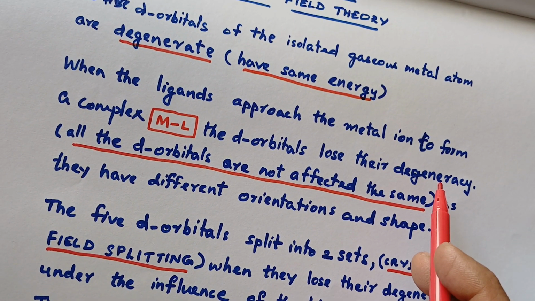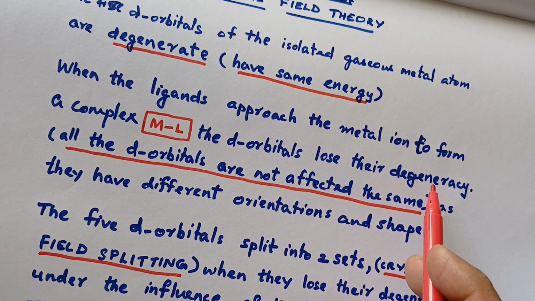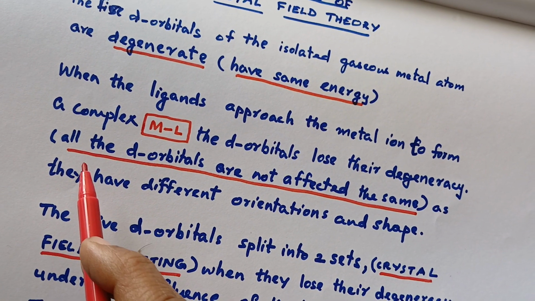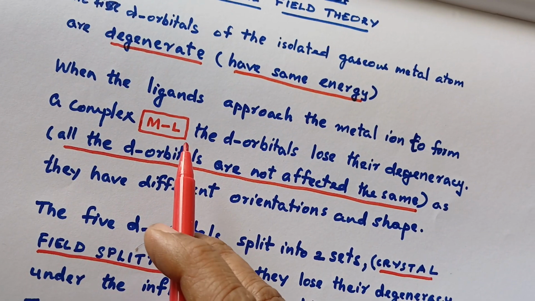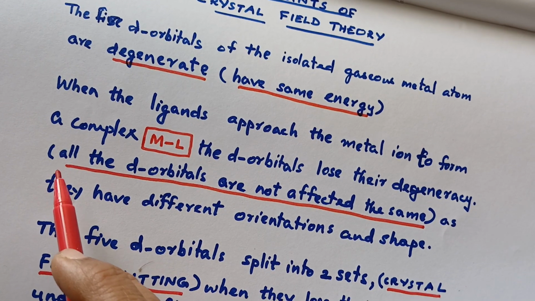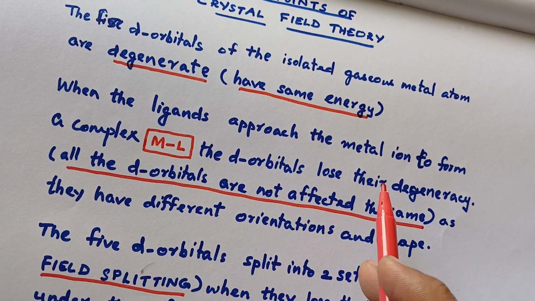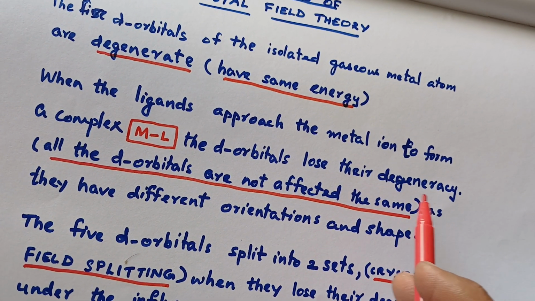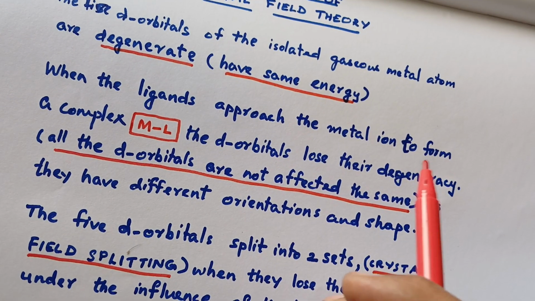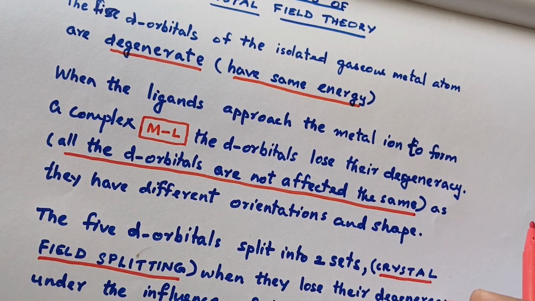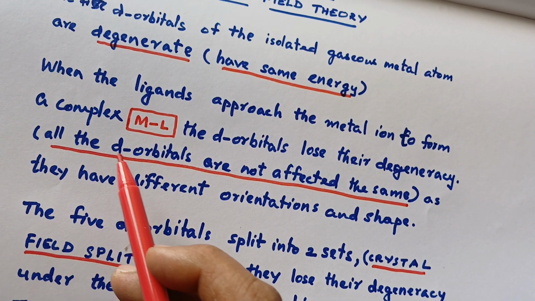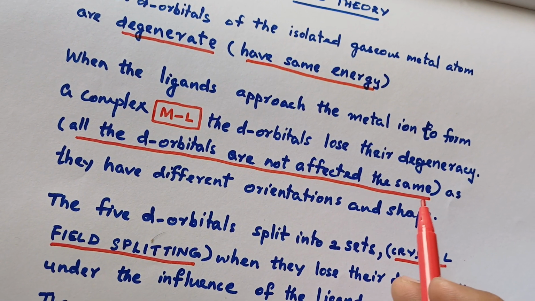That is, so far they were having the same energy. When the ligand is approaching, under the influence of that ligand, the d orbitals lose that property of degeneracy. That is, they will attain different energies. All the d orbitals are not affected the same.